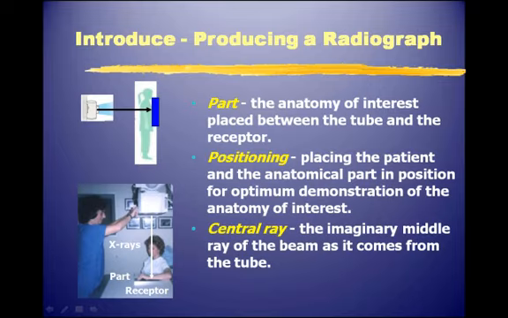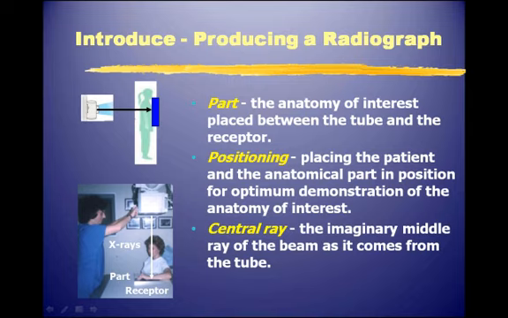Positioning is placing the patient or the anatomical part in the right position to get the optimum demonstration of the anatomy of interest. The central ray is an imaginary ray that comes out of the middle of the X-ray tube and strikes the middle of the desired anatomy.